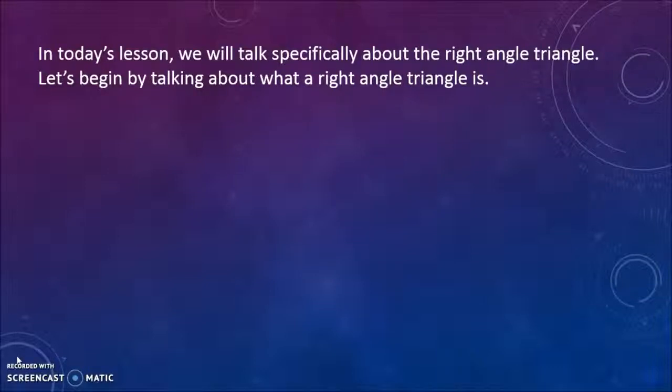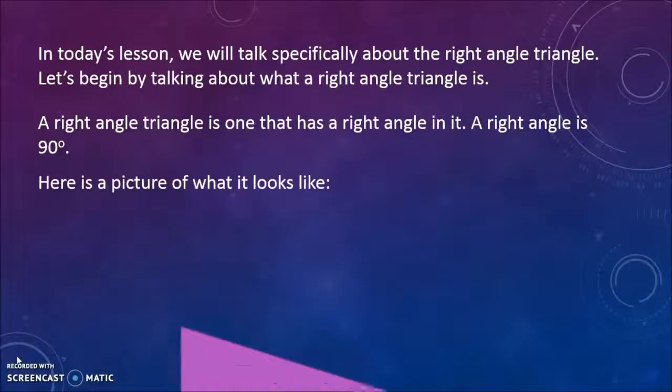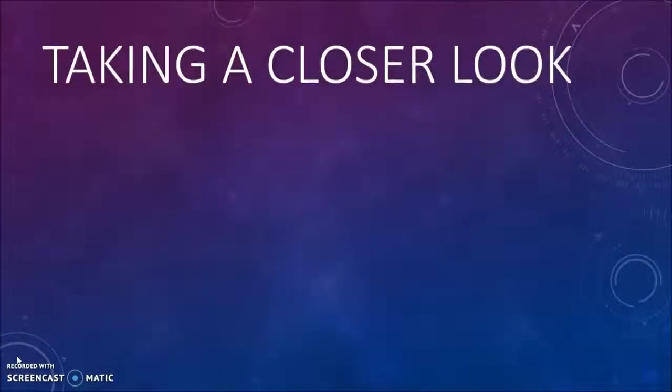Let's begin by talking about what a right-angled triangle is. A right-angled triangle is one that has a right angle in it. A right angle is 90 degrees. Here's a picture of what one looks like. Taking a closer look.